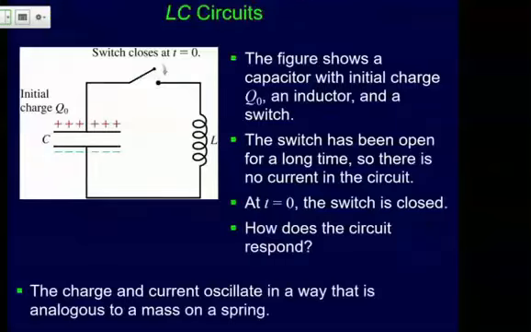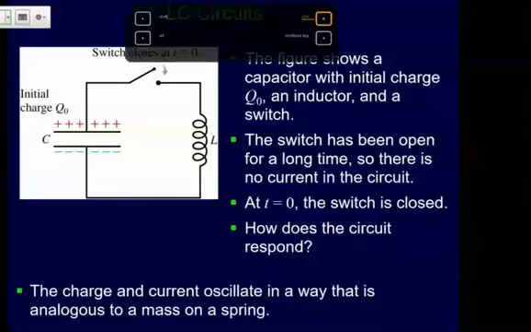And so the last thing we're going to talk about, which is related to this, is the LC circuit. This is an example of a circuit that's going to oscillate, in a similar way to an alternating current circuit. So we set up a capacitor and an inductor, and we're going to go through and look at this a little bit.